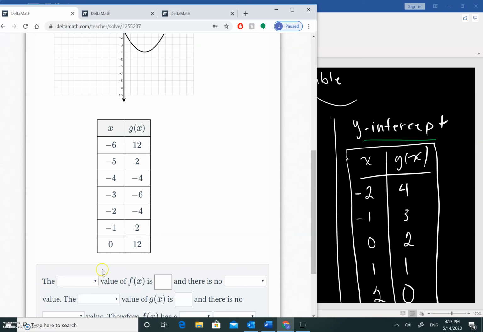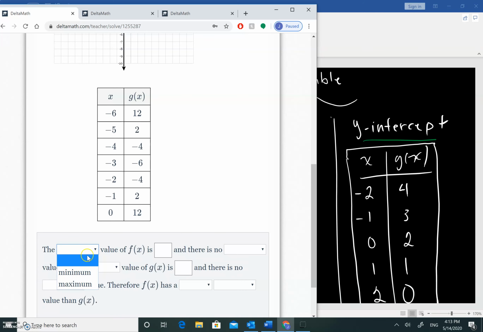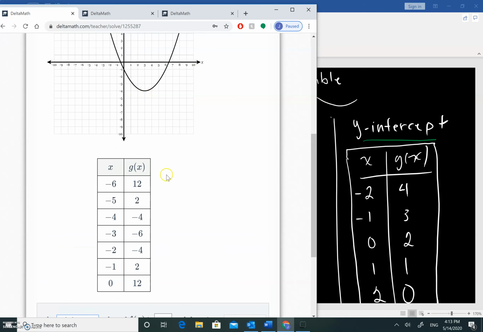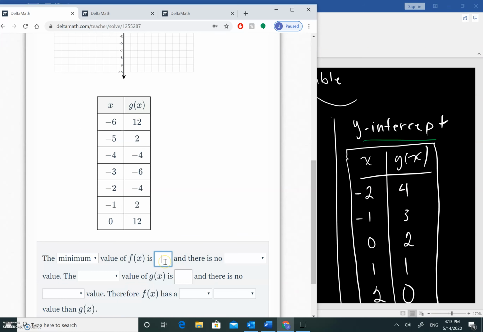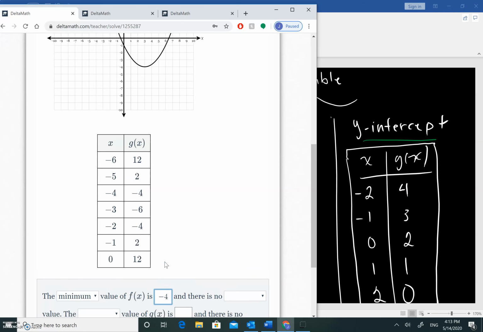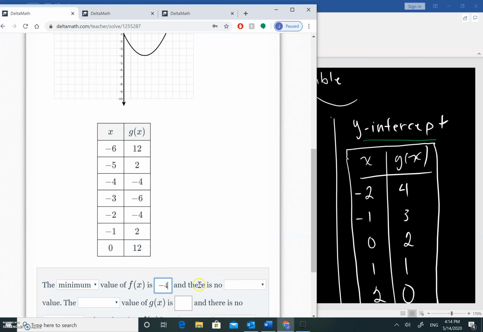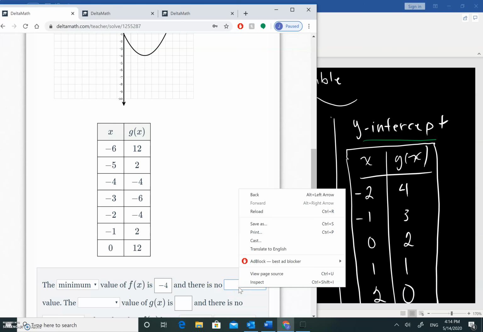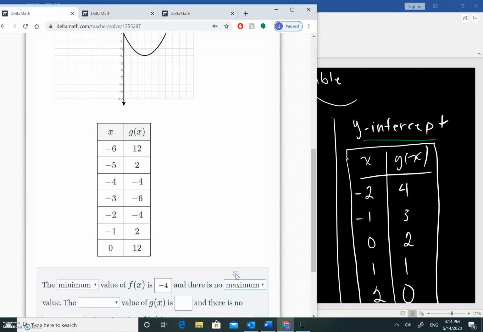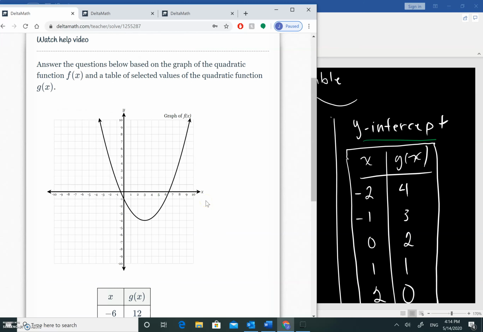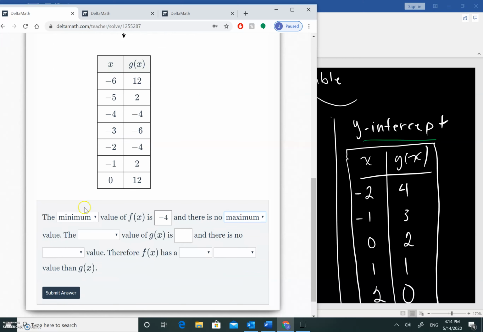So now let's go over how you would fill this out. First of all, are we talking about minimums or maximums? We're talking about minimums, so I click minimum. The value of f of x, so this value, is -4. So -4 is the minimum. That's the lowest y value that I have. And there is no maximum, because if you notice, this graph has arrows pointing up, meaning that it goes on forever. So there is no maximum value.